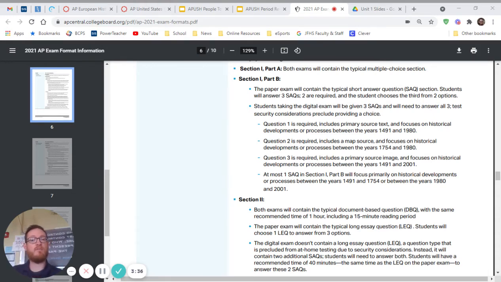Remember, they are in the format of you get a prompt, and then generally there will be 3 to 4 questions with each one of those in that prompt or stimulus. It could either be a quote, it could be a chart, it could be a picture, it could be anything like that in those questions. Now, section 1, part B. This is going to be the different part for us, again, because you are taking it in the digital format.